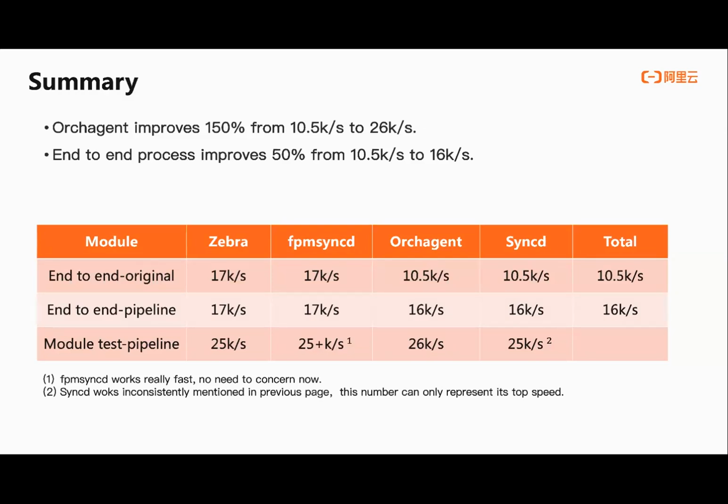I think the Orchagent testing does that, right? Basically, let all the routes sit in the APPL DB first, then only test the Orchagent. Yeah, for Orchagent and SYNCD, I just buffer the routes in Redis and test them separately. Okay. So this is really the module level.